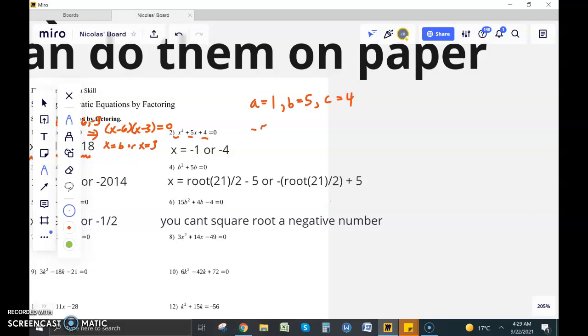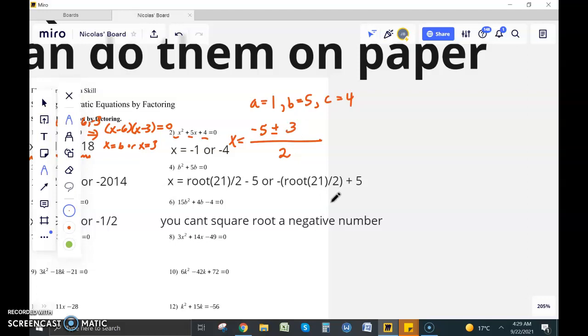Plug them into the formula. Negative B plus or minus the square root of B squared minus 4 times A times C. Well, 4 times 1 times 4 is 16, all divided by 2 times A, which is just 2. 25 minus 16 is, again, 9. The square root of 9 is 3.